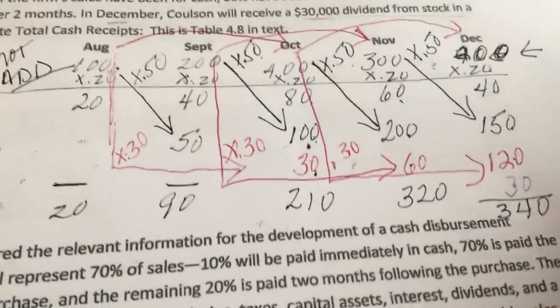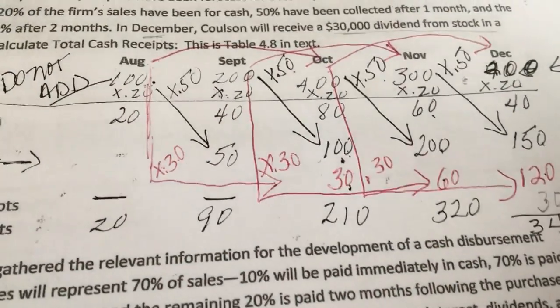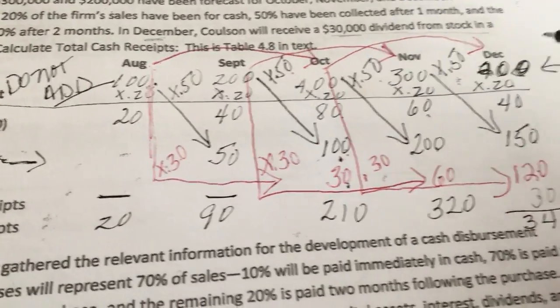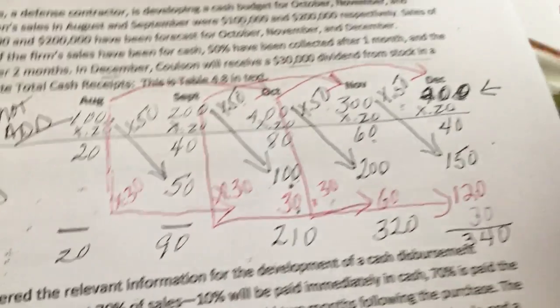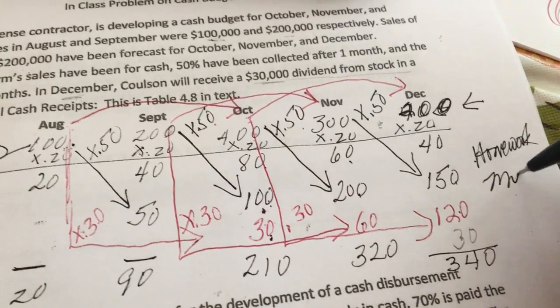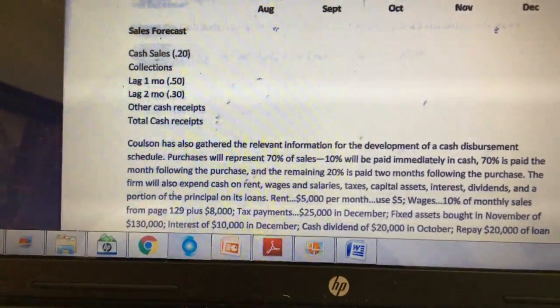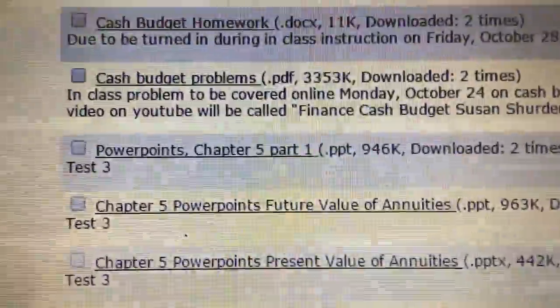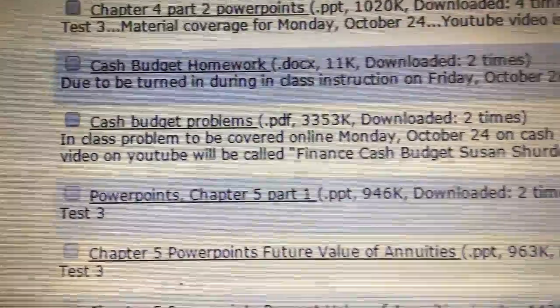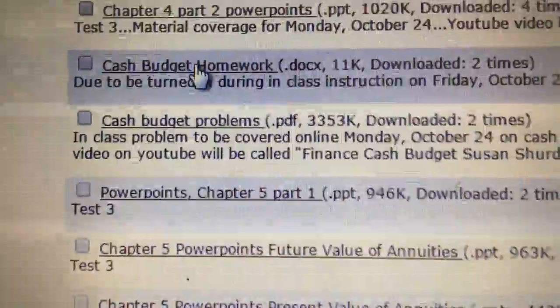Now I'm at 21 minutes, and so I'm going to cut this off with cash receipts. I want you to do that part for homework tonight. So this is homework on Monday. So go back to Wolf Den, and let's find your tab on Wolf Den. I want you to pull up cash budget homework. Where is it? Cash budget. Right here. Cash budget homework.